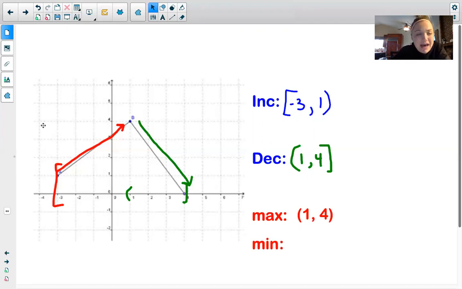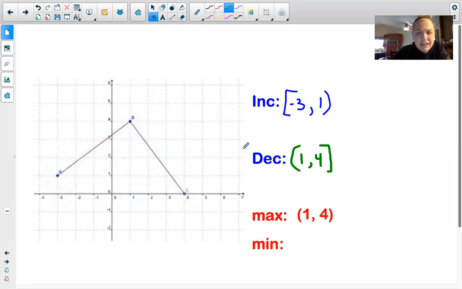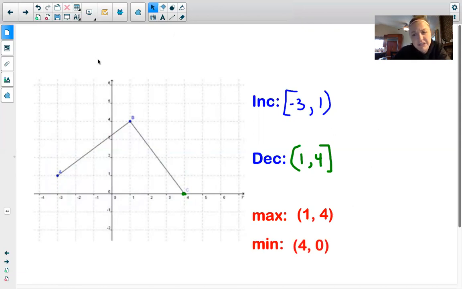Okay, so minimum, I have to find the lowest point on this graph. So the lowest point on this graph is right here. That's to the right 4 spaces, up 0. So I'd say (4, 0). Those are our 4 answers for this first example. Let's look at another example to get you some more practice.